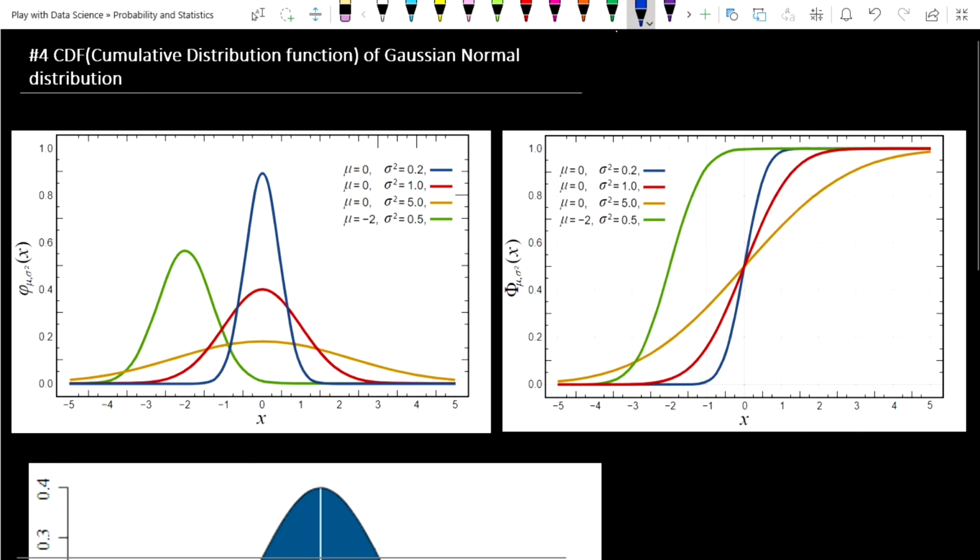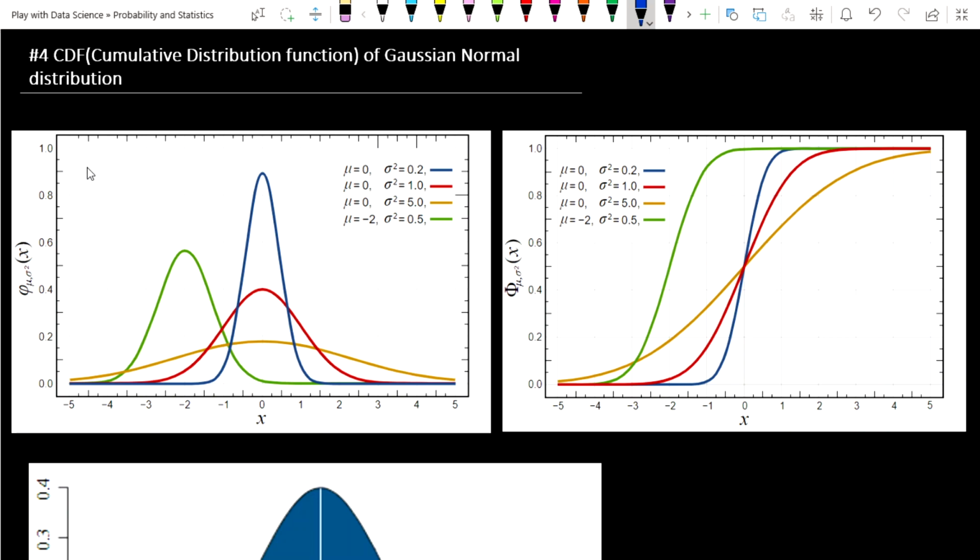So let's see about the cumulative distribution functions. In previous lectures, we have already known the PDF, meaning probability density functions. This is a simple picture that I have taken from the Wikipedia website, and you can easily search for cumulative distribution functions or probability density functions and get this kind of picture.